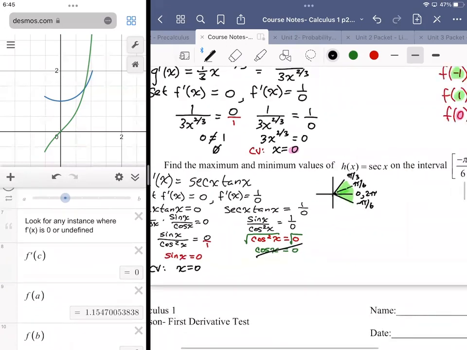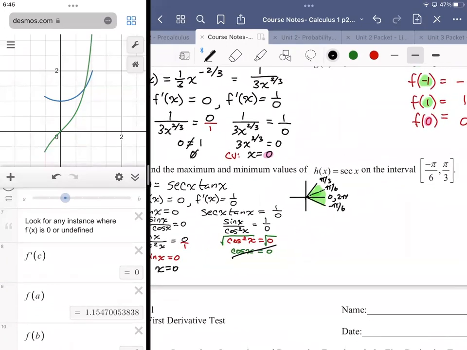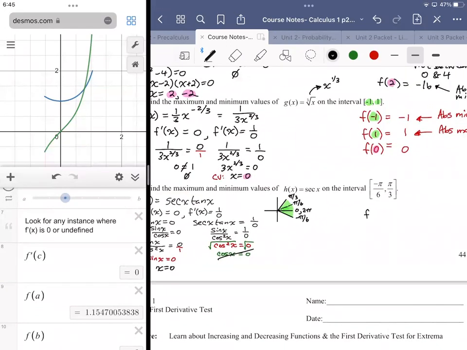You just have to make the analytic stuff jive with that, really. So we have f of negative pi over 6. We have f of pi over 3. And we need f of 0.